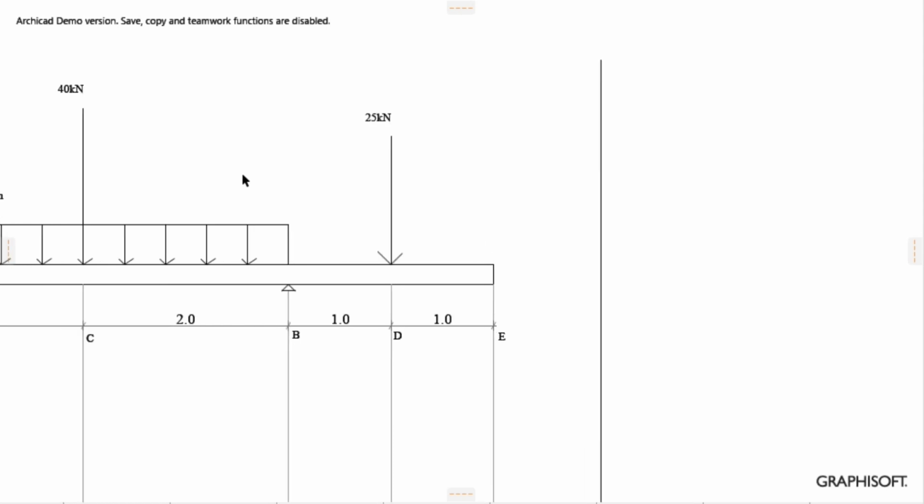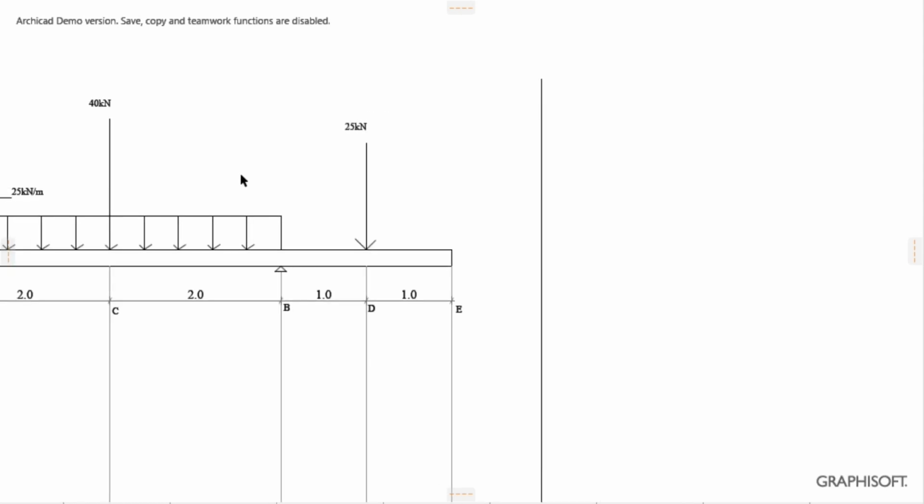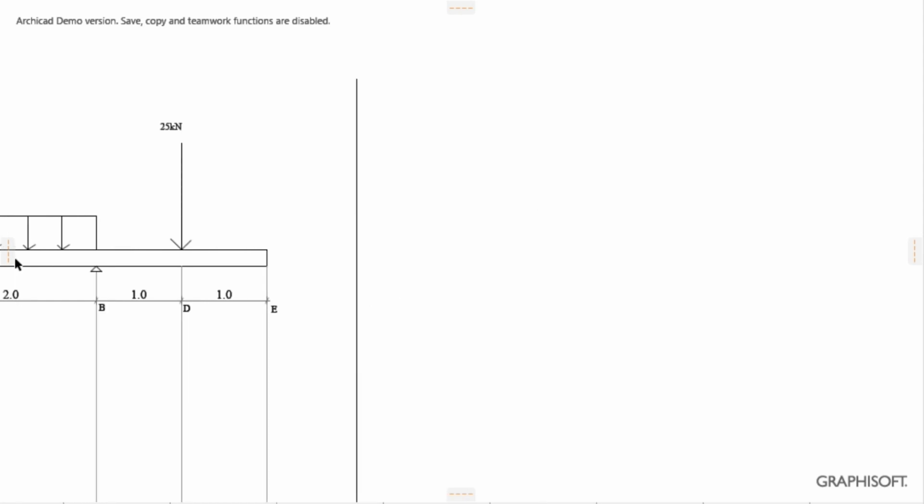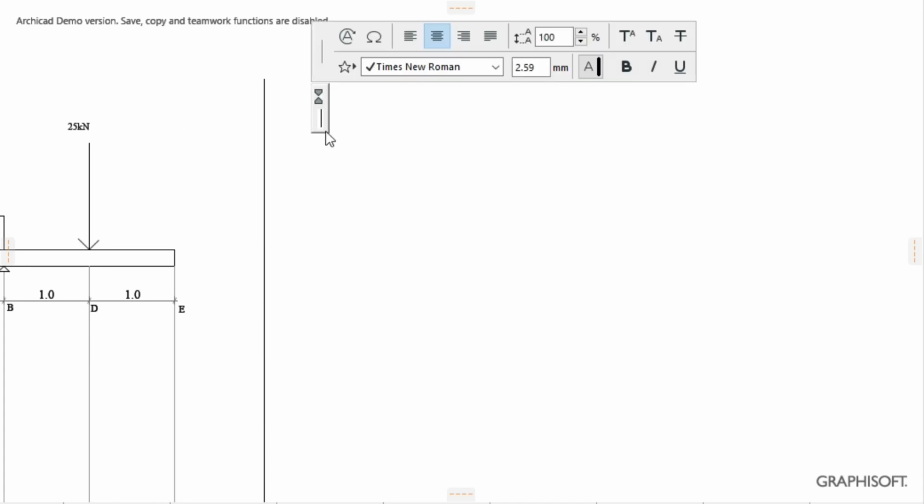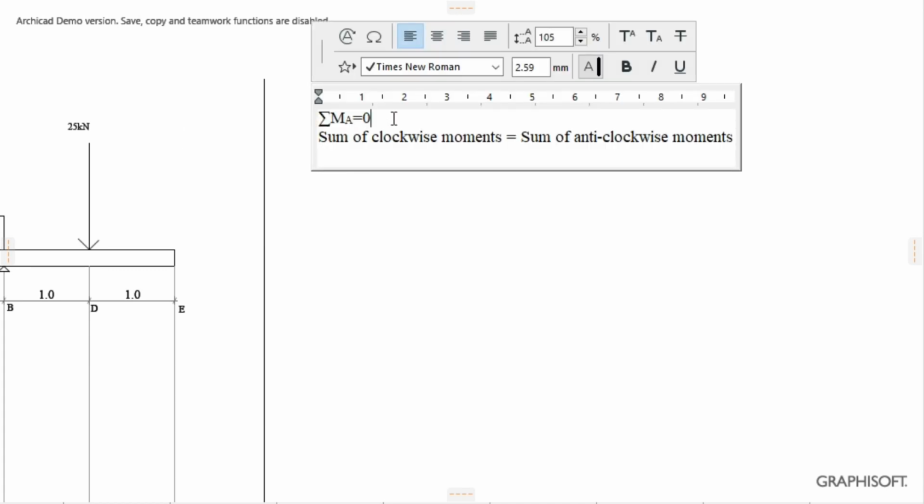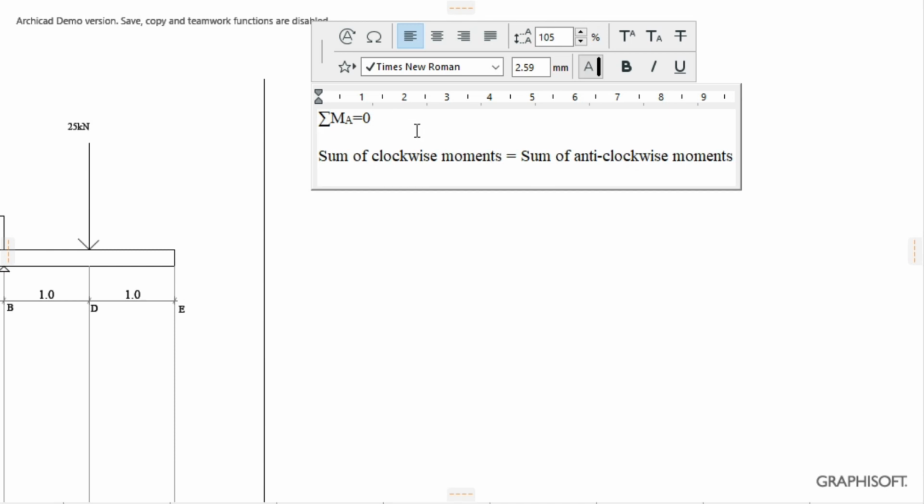So we are going to start by first of all calculating the reactions. We shall start by stating the equations for static equilibrium, where the first one we shall go for is the summation of moments about support A should be equal to 0. This means that total clockwise moments should be equal to total anti-clockwise moments. So we shall first find the total load for the UDL. You take the load per meter, that is 25 kilonewtons per meter, times the distance the UDL is spanning, that is 4 meters, so 25 times 4 to get 100 kilonewtons.